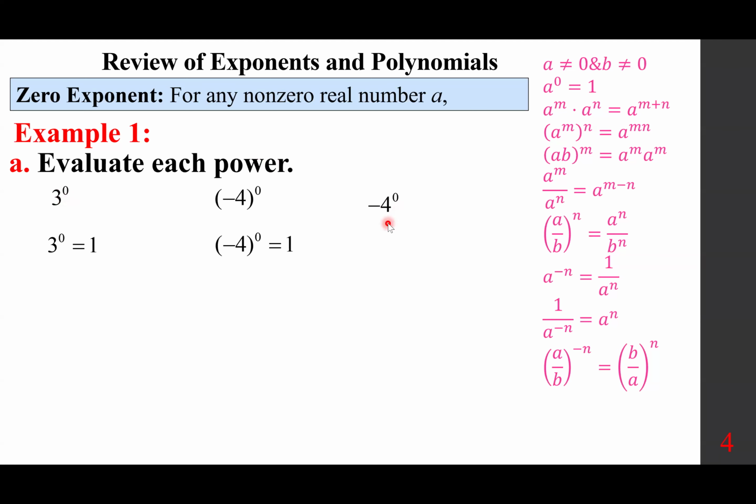Now this one, I want you to be very careful. This part is 1, and the negative sign remains, so minus 1. So it's pretty straightforward, everybody.